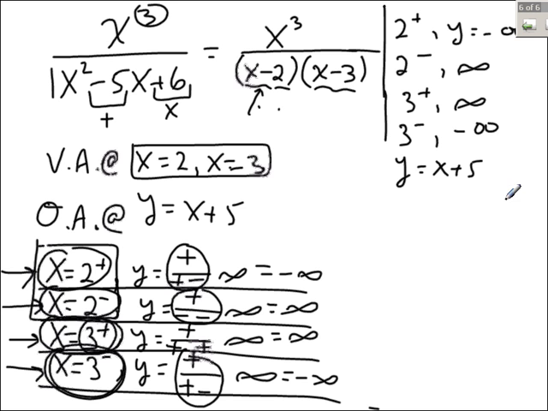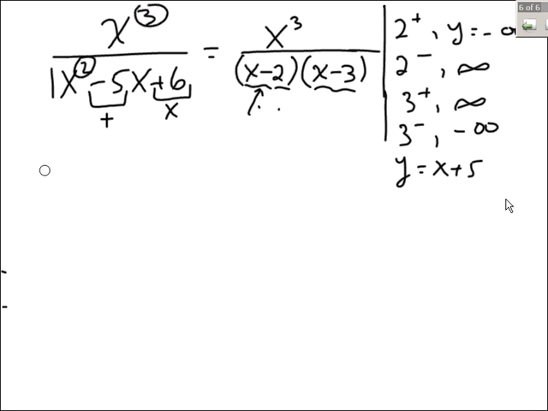Whenever the degree of the top is 1 more than the degree of the bottom, we call it oblique. If the degree of the top is more than 1 more, 2 more, 3 more, 17 more than the bottom, then we say that there is no horizontal asymptote. And by design, if the degree of the numerator is 1 more than the degree of the denominator, when you divide and ignore the remainder, you're going to be left with a linear, first degree, a line.